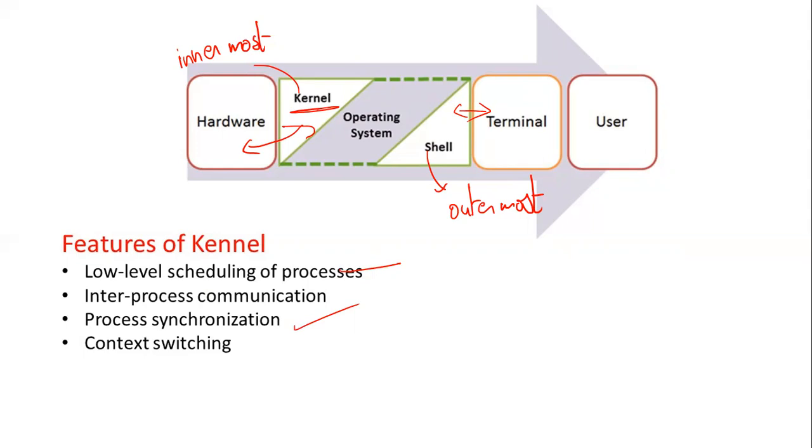Context switching is nothing but whenever a higher priority job comes, the current process has to be put on hold, and the other process with the highest priority has to interact with the hardware parts. That role is also performed by the kernel.